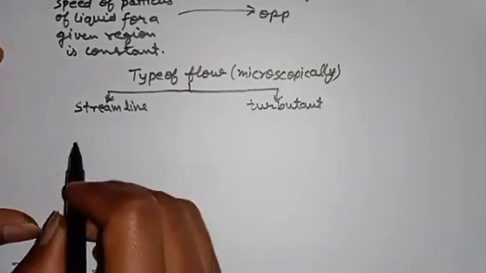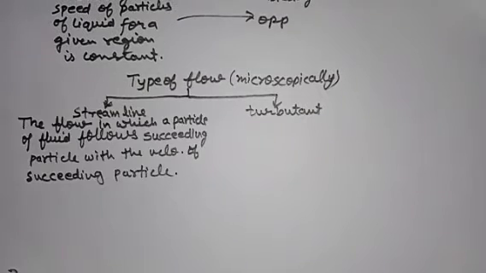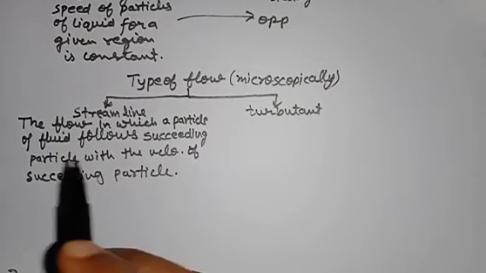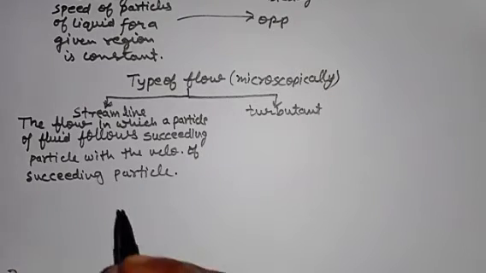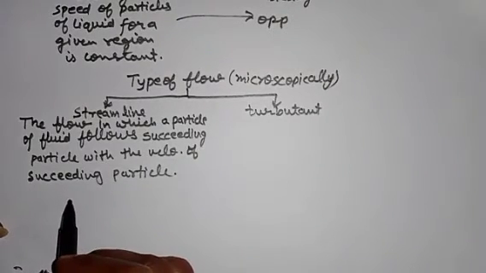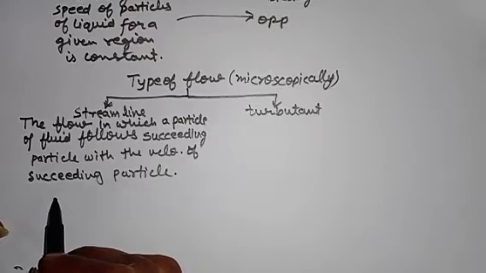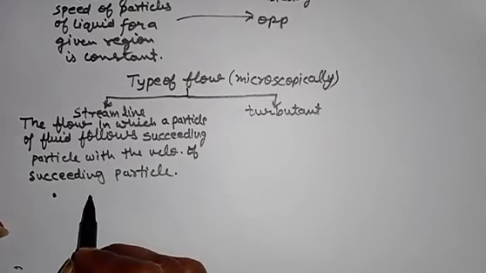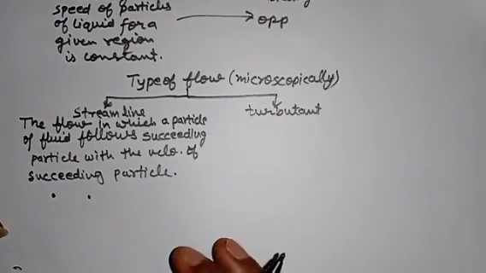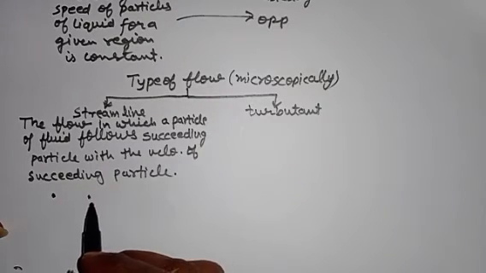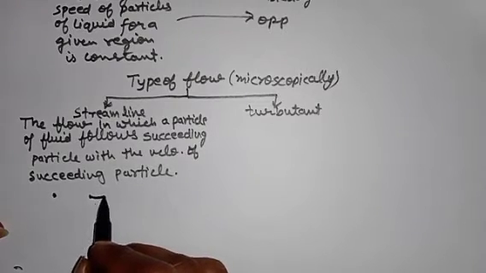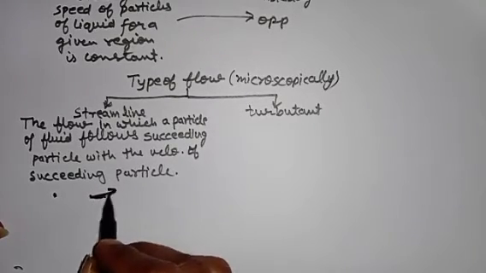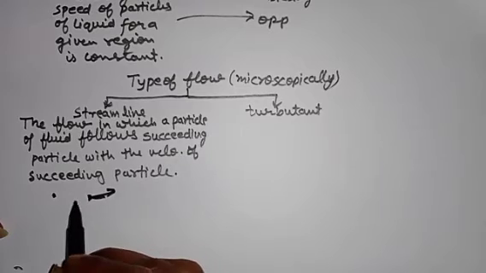So streamline flow. In a streamline flow, a particle of fluid follows the succeeding particle with the velocity of the succeeding particle. So, what does it mean? Let us suppose there are two particles, one here and other here, and they are under this streamline flow. Then what is this streamline flow all about? So, here, let us suppose this particle will now move along this direction. So, when this particle reaches here, it will also follow this path.